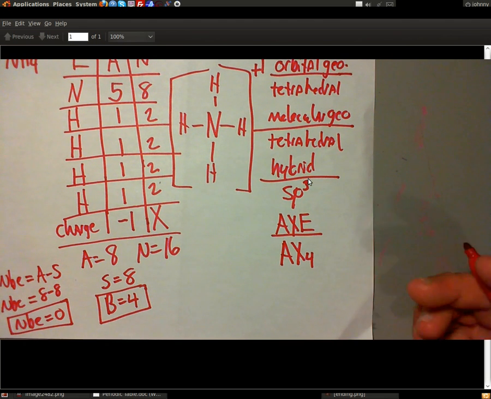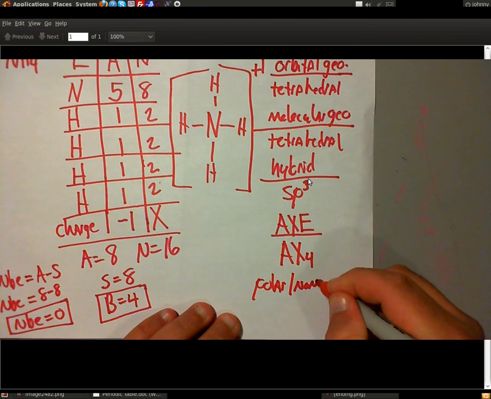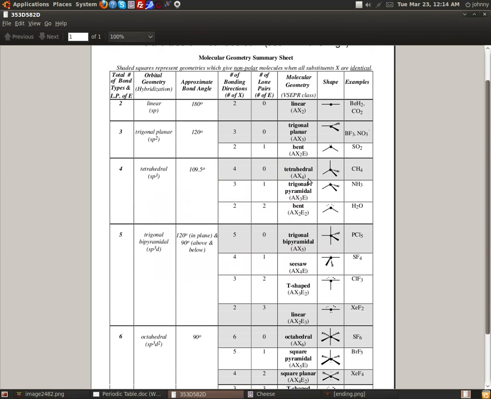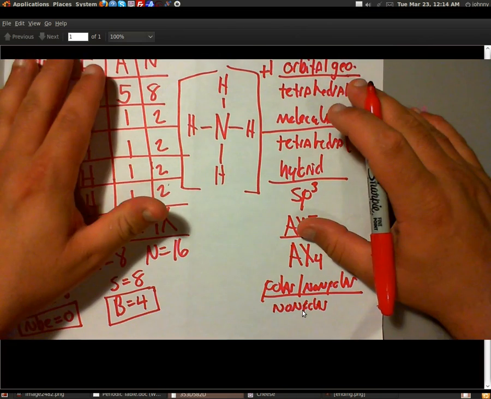Alright, and finally, the last thing we need to figure out is if it's polar or nonpolar. Okay, to do this, look back at the sheet. On this handout, you'll notice that things that are lightly grayed are nonpolar. So that's pretty straightforward then. We know that our problem is nonpolar. So you'll write down nonpolar. So that's what I've done here. I wrote nonpolar.